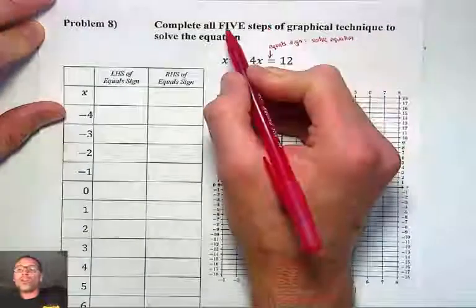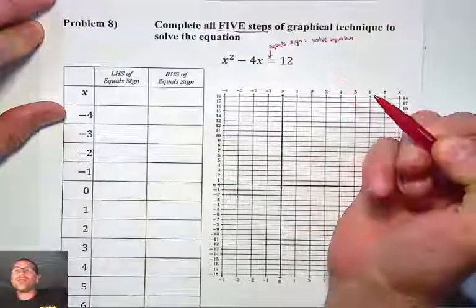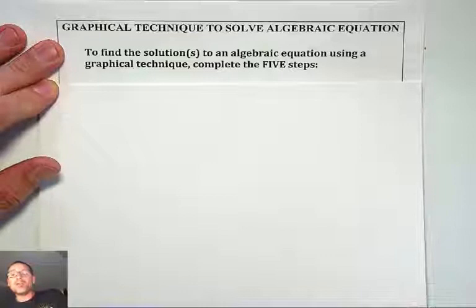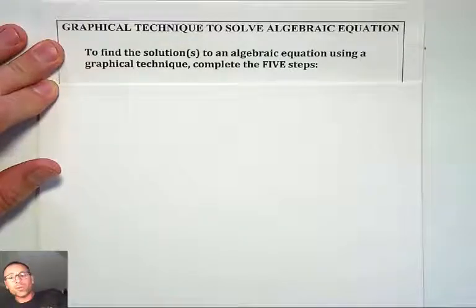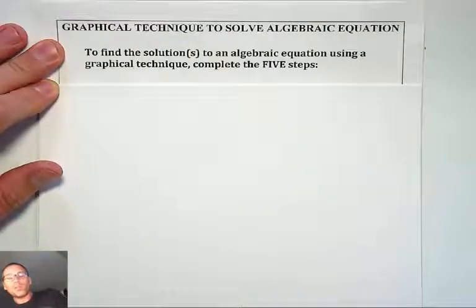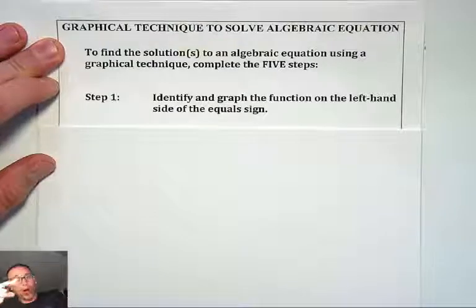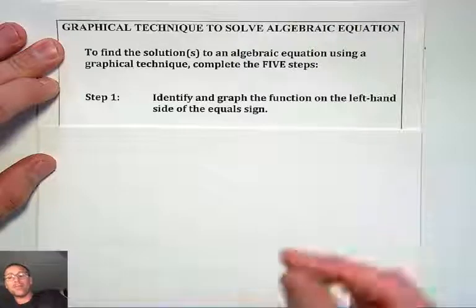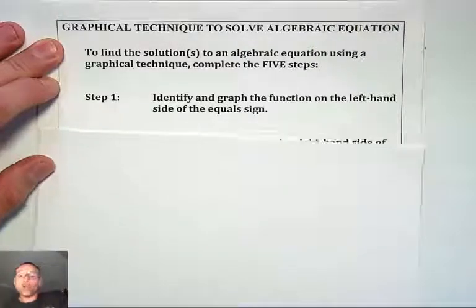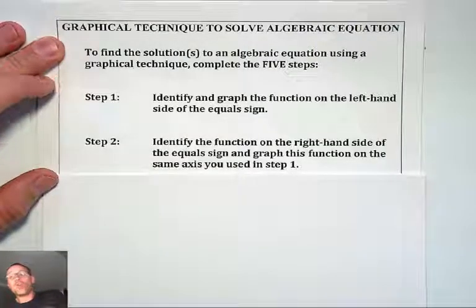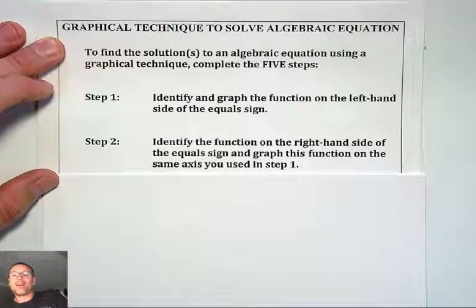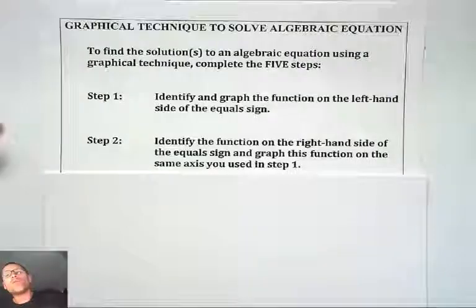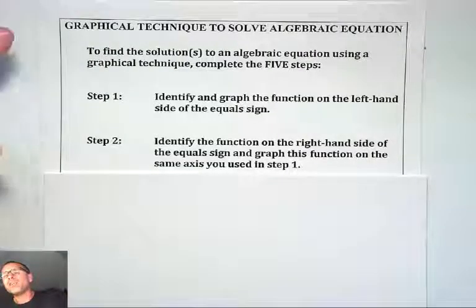We also know that we want to use all 5 steps of the graphical technique, but maybe we need a reminder on what those are. To find the solutions of an algebraic equation using a graphical technique, we're going to complete the following 5 steps. Step 1, identify and graph the left-hand side of the equal sign. Step 2, identify the function on the right-hand side of the equal sign and graph this function on the same axis as step 1. Before we go on and review the next 3 steps, let's complete those for our specific problem.